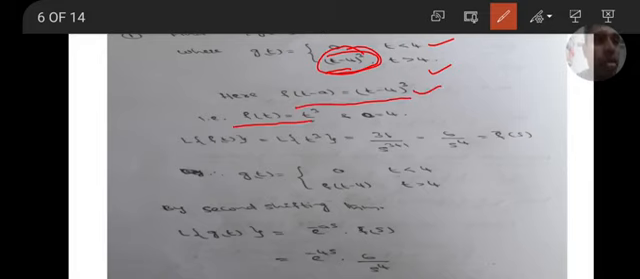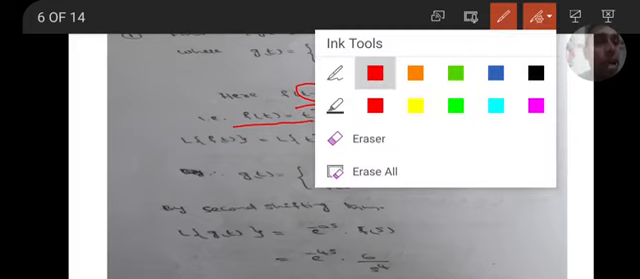Therefore what is f of t? In the place of t minus a you have to substitute t. Therefore f of t equal to t cube, where a equal to 4. Suppose f of t minus a equal to t minus 4 whole cube is given, therefore f of t equal to t cube.